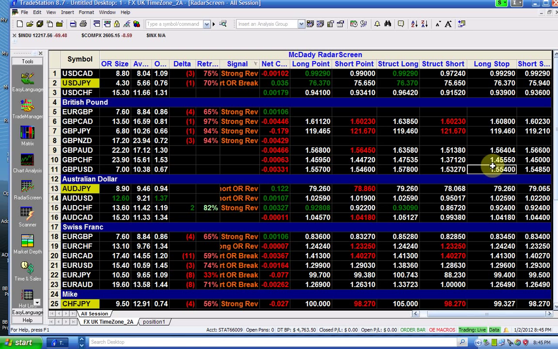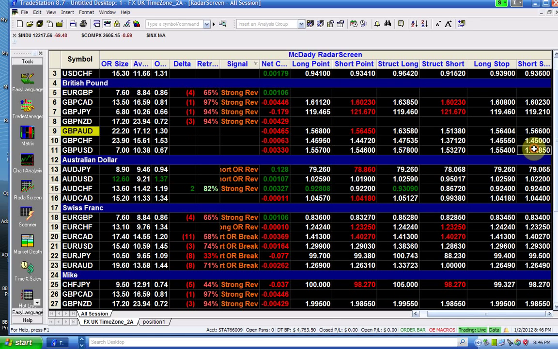On the short side, we're going to go short below the 154.60, which is the daily low, and that means that we're going to have another structure to the downside, which is the 153.27. And if I short it at 154.60, I'm putting my stop at 154.85, so I'm risking 25 pips on that trade. Okay, that is the pound dollar.